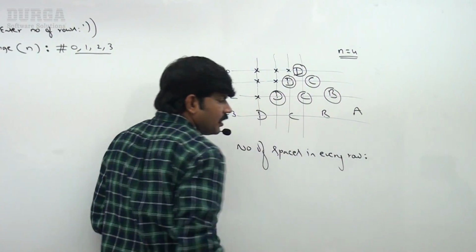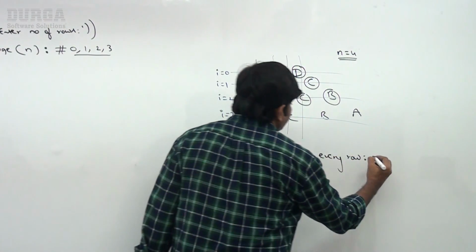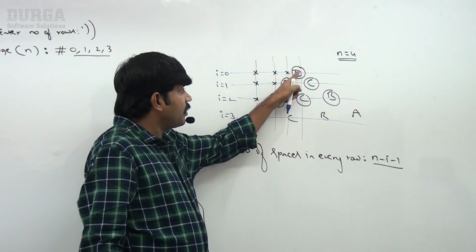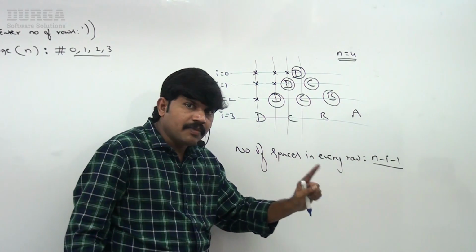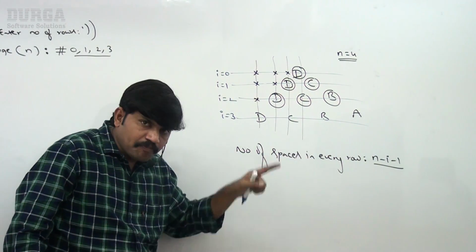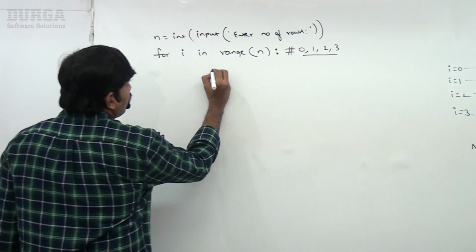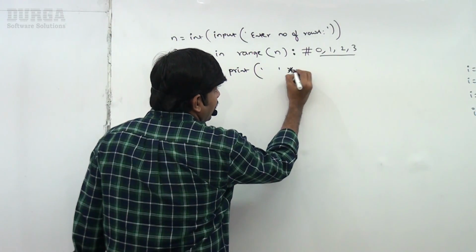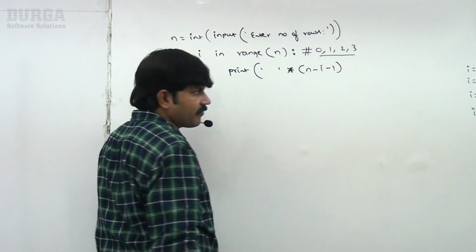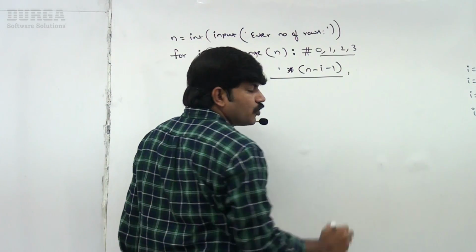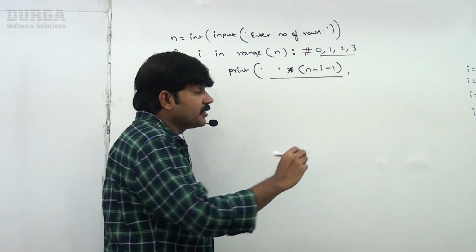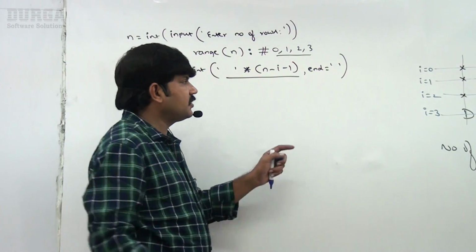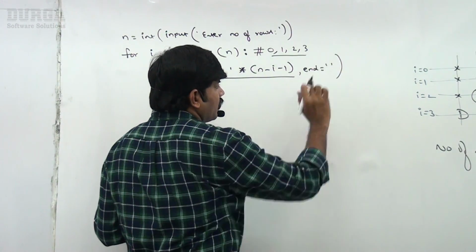In every row, i is covered already. If you want, you can cross check: n minus i minus 1. In the pyramid, this is how many spaces will be there before printing symbols: n minus i minus 1 spaces. First, let me print these spaces. Print of space, n minus i minus 1 number of times. After printing spaces, don't go to the next line. In the same line, I have to print elements also. That's why end is equal to empty, just single quotes open and close. Not even a space.